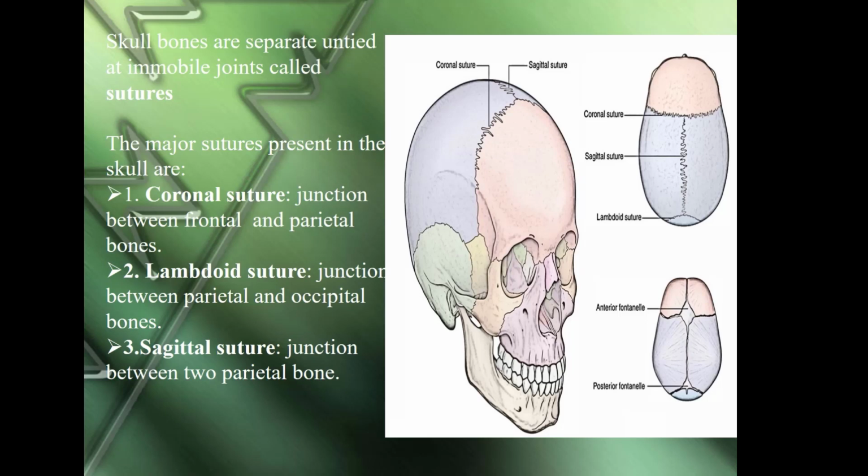Second, the lambdoid suture. This is the junction between the parietal and occipital bones. Third is the sagittal suture. This is the junction between the 2 parietal bones, as seen in the figure beside.